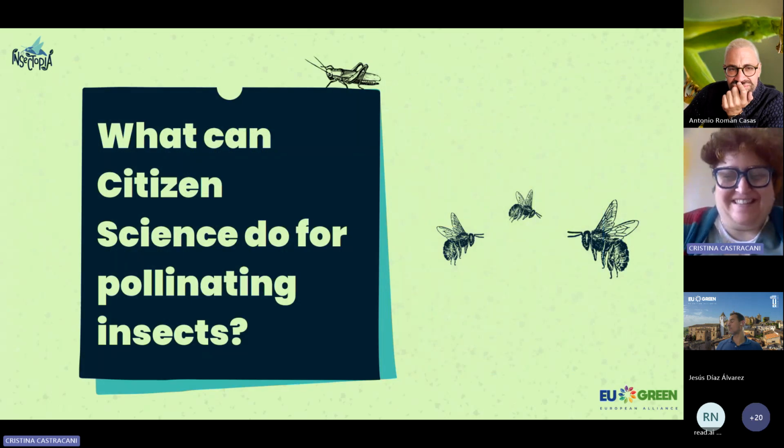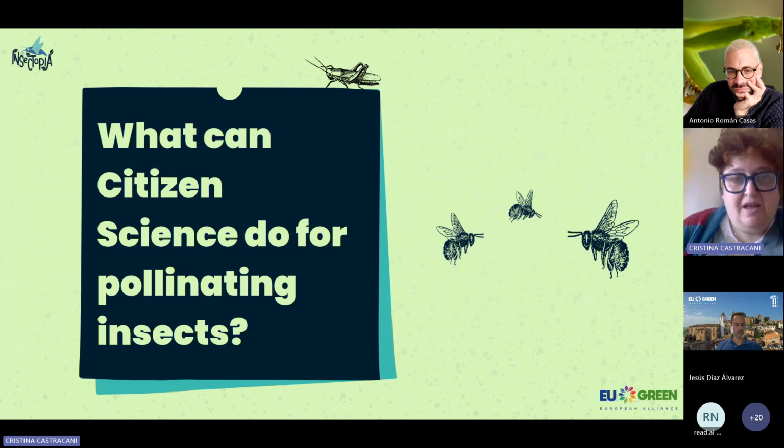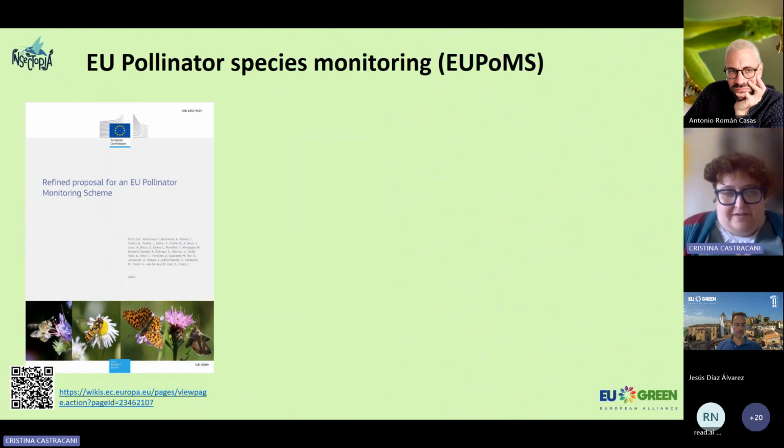So now, in this second part, I would like to speak a little bit on some projects that are, in my opinion, good examples of what citizen science can do for pollinators. So, for example, first of all, I would like to speak about the European Pollinator Monitoring Scheme.